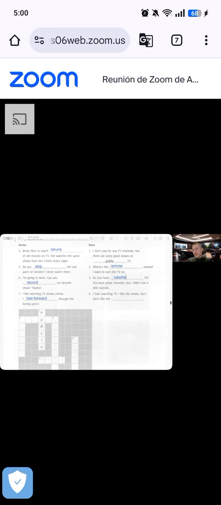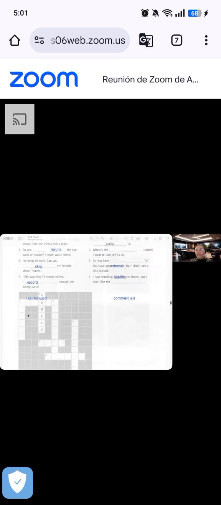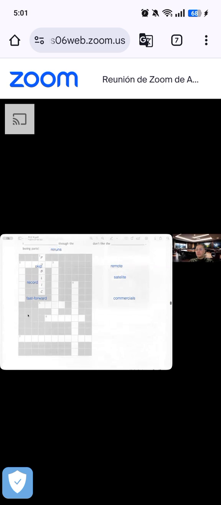Four, I hate watching TV. I like the shows, but I don't like the commercials, which can also be ads, right? You try to check if those words fit this crossword.